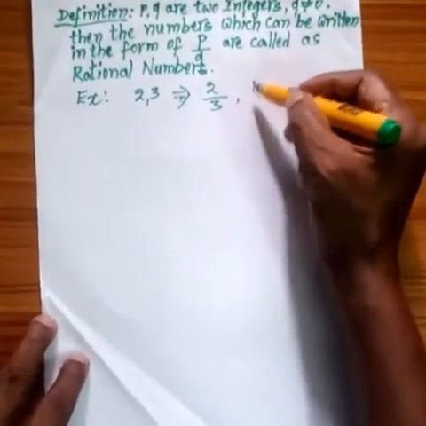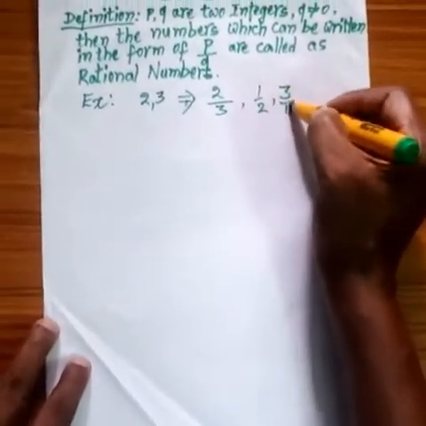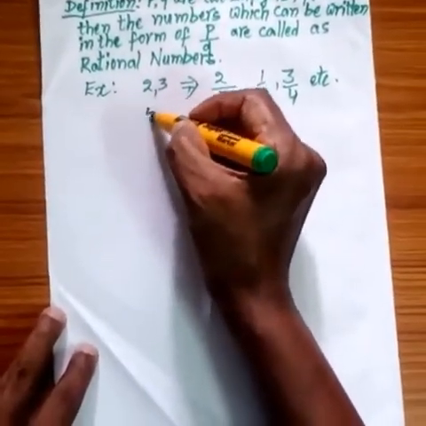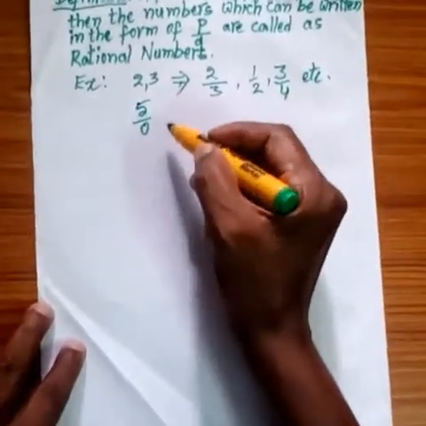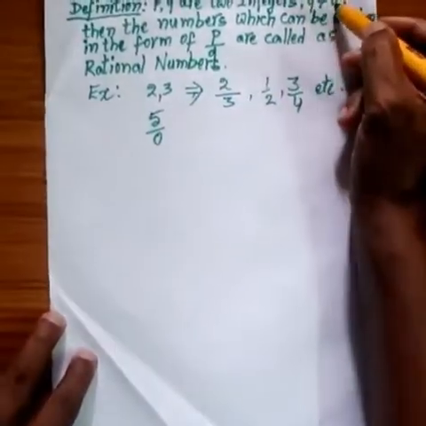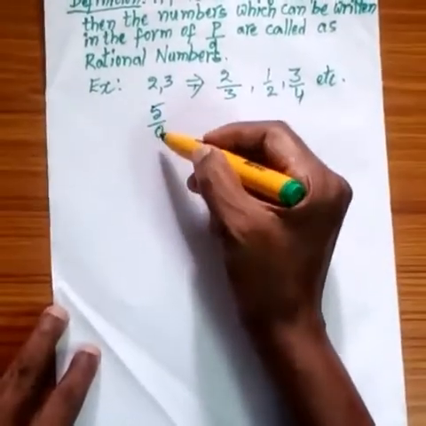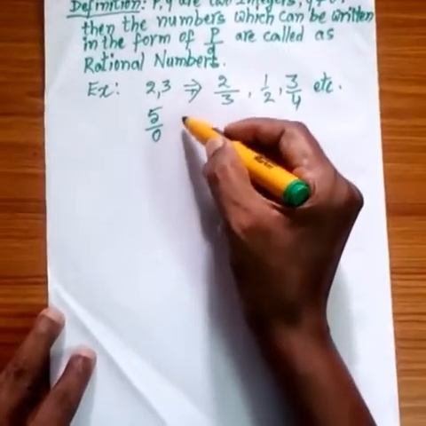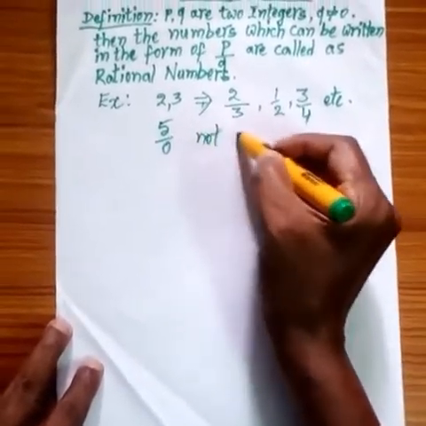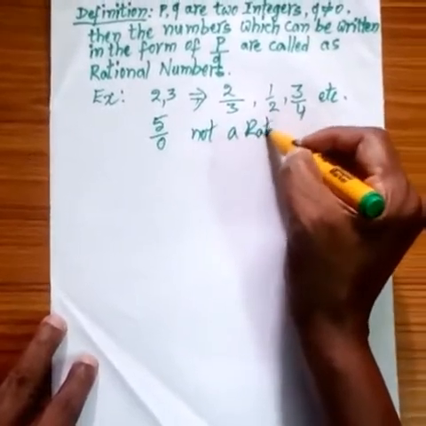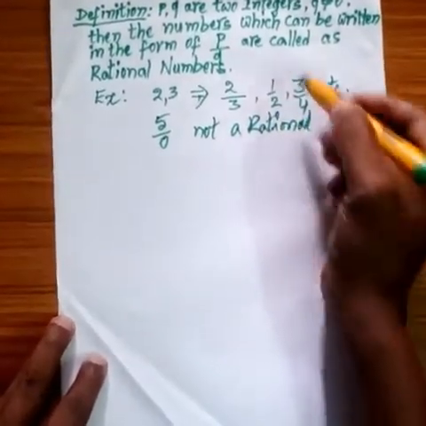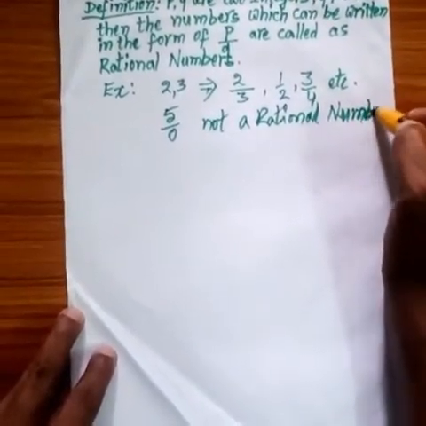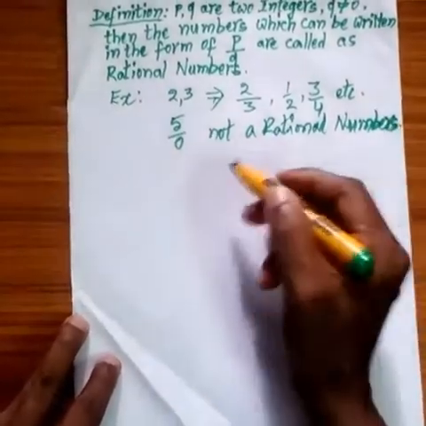Let us take some more examples: 1 by 2, 3 by 4, etc. But 5 by 0 is not a rational number because Q is not equal to 0. That is the main condition. In this fraction, in the place of denominator, 0 is given. So this is not a rational number. You have to learn this definition by heart and write it 3 or 4 times to practice.